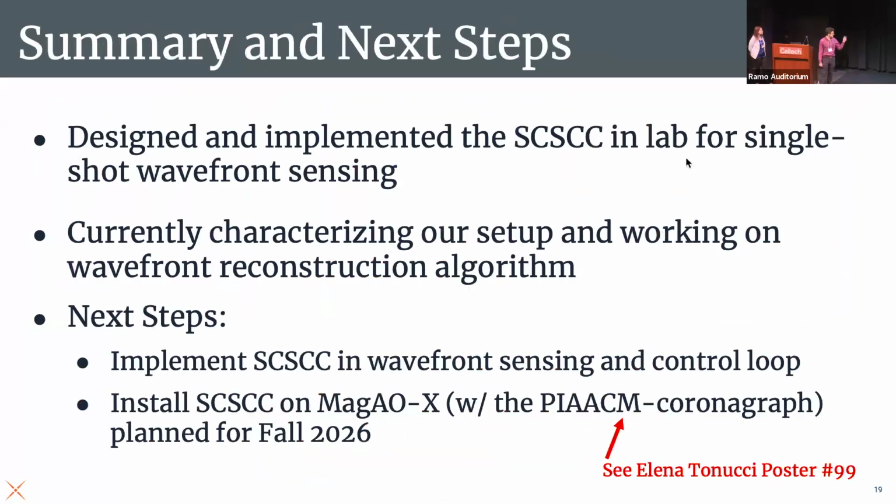And so in summary, we've designed and implemented this spatially clipped self-coherent camera in lab for single-shot wavefront sensing, and we're still working on improving our alignment, characterizing this setup, and working on our wavefront reconstruction algorithm. And so next steps, once we've achieved the wavefront sensing, is to implement this in a wavefront sensing and control loop using the 1K DM that we already have on our test bed.